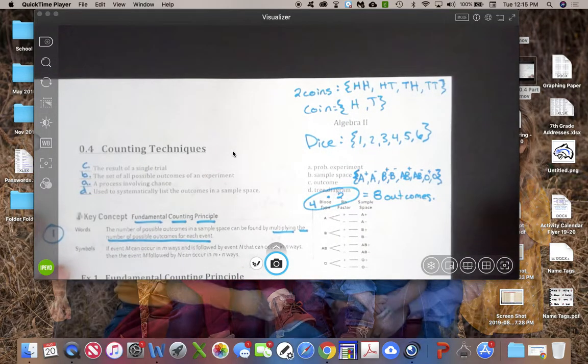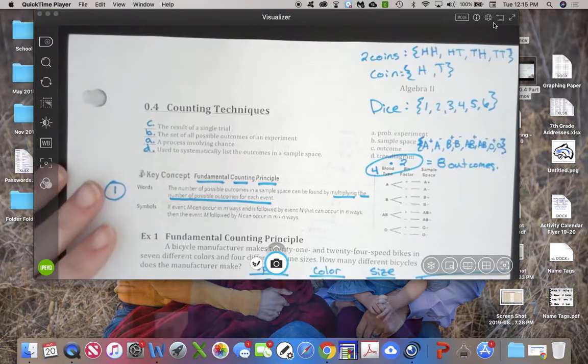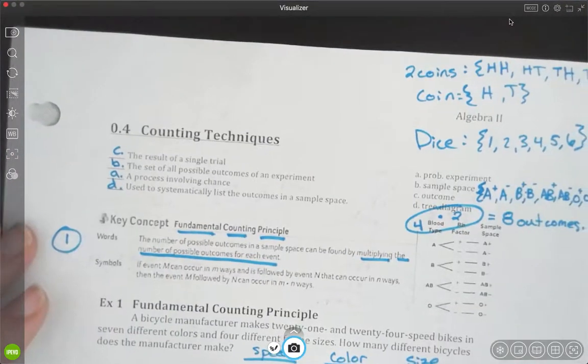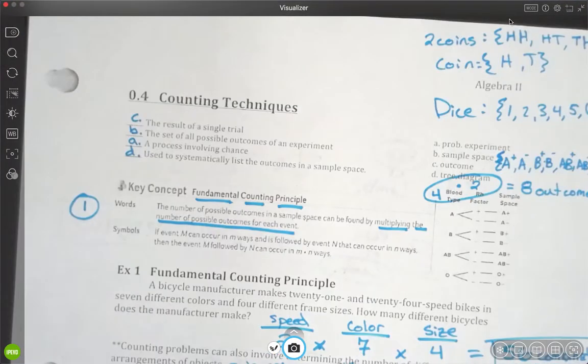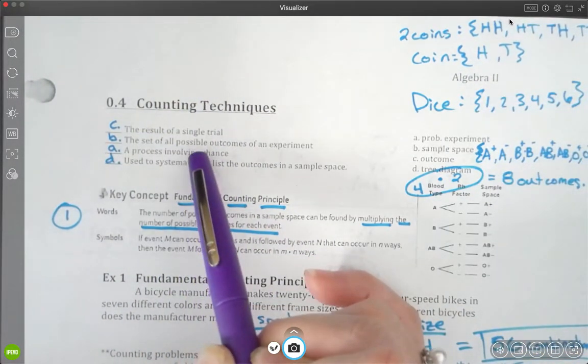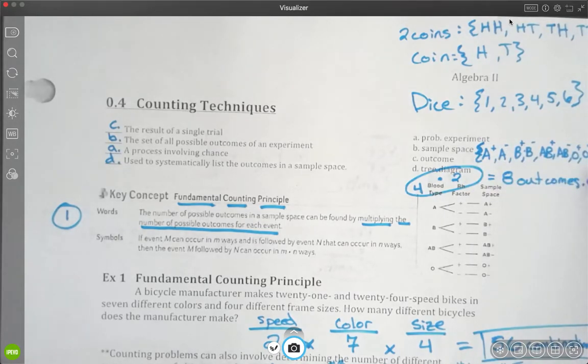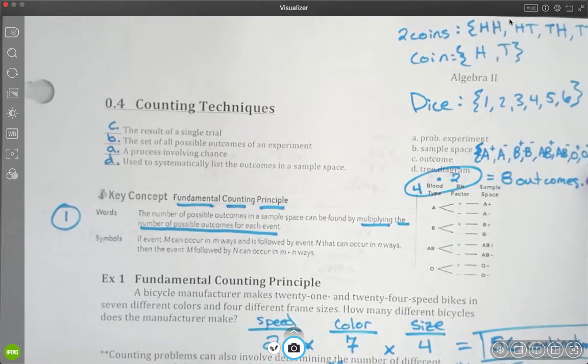All right, so we said that in this multiple choice here, the result of a single trial was an outcome. So we said letter C. The set of all possible outcomes of an experiment we said was B, a sample space, okay?